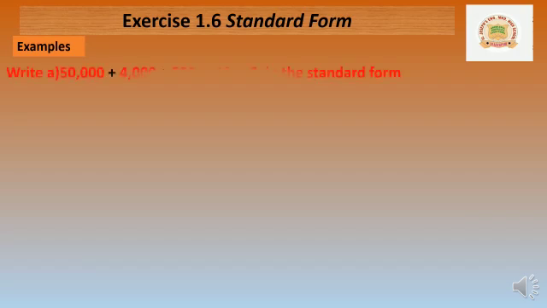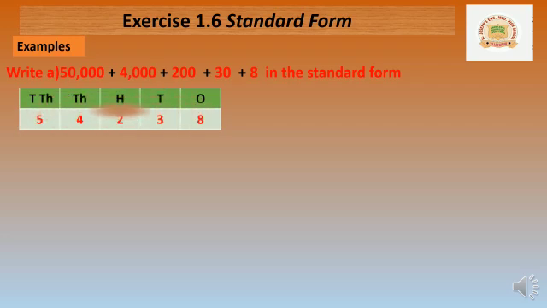Standard form. Given numbers are in the expanded form. See, in the earlier questions we have done expanded forms. In those, the number was given in the standard form and we expanded it. Now the question is reverse here. The numbers are in the expanded form, we have to write them in the standard form. So let us read the question. 50,000 plus 4,000 plus 200 plus 30 plus 8. Let us place these numbers in the place value chart. That is our 5-digit place value chart. Now let us write the standard form of the number.